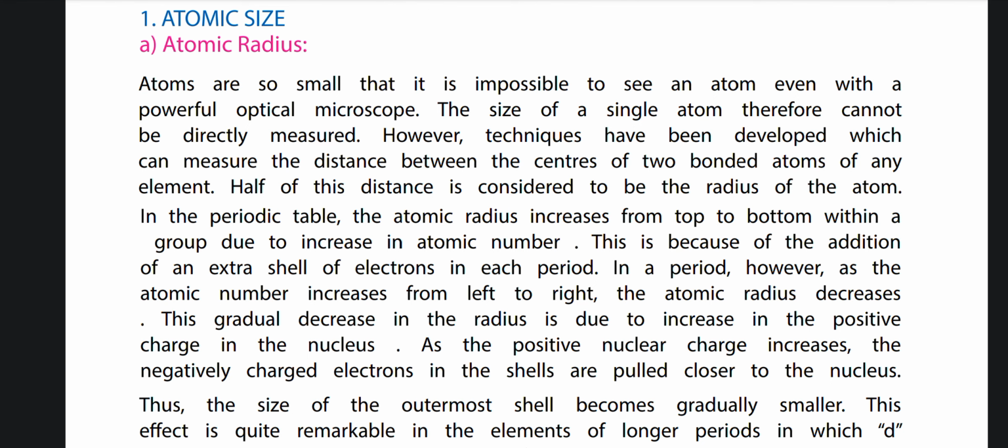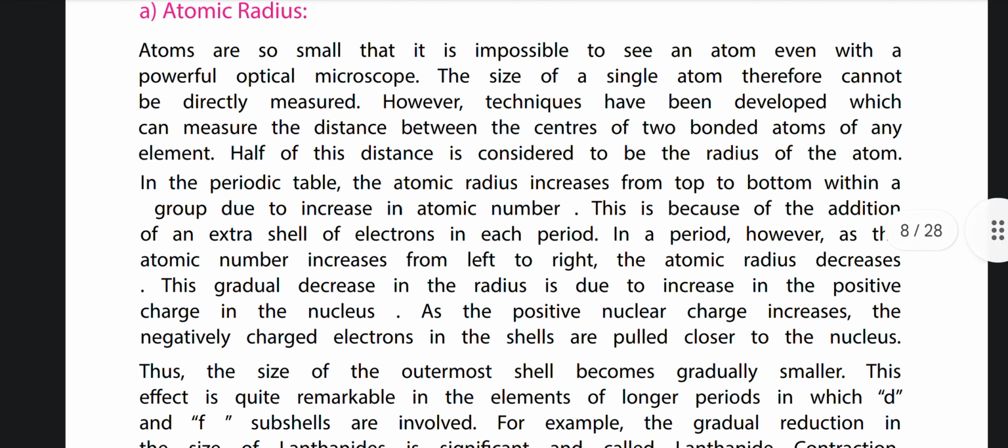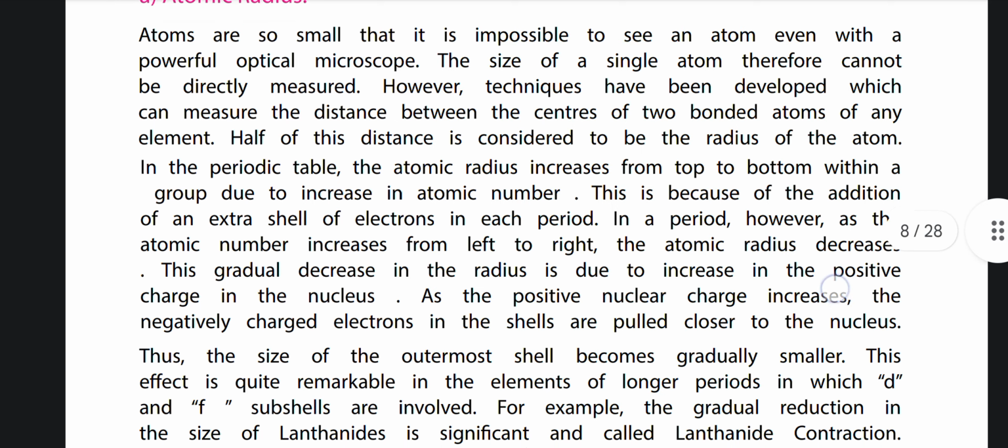Atomic radius. Atoms are so small that it is impossible to see an atom with a powerful optical microscope. The size of a single atom therefore cannot be directly measured. However, techniques have been developed which can measure the distance between the centers of two bonded atoms of any element. Half of this distance is considered to be the radius of the atom.